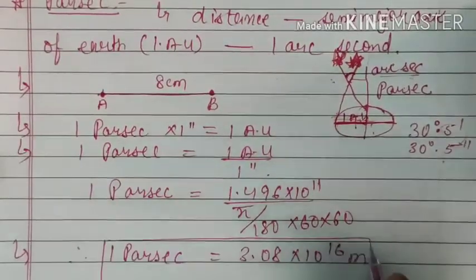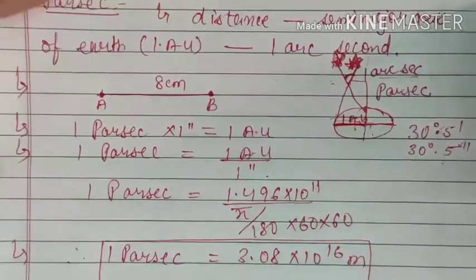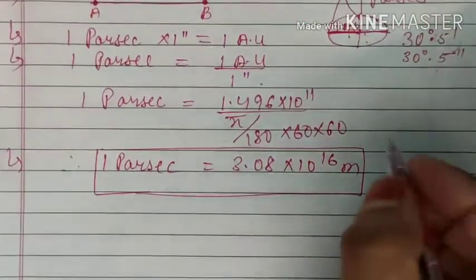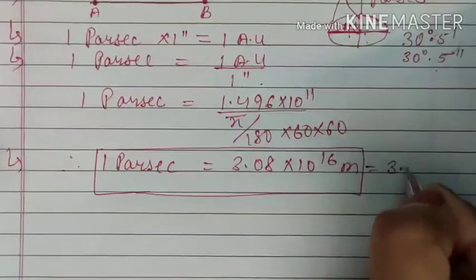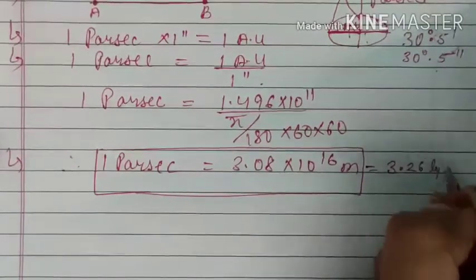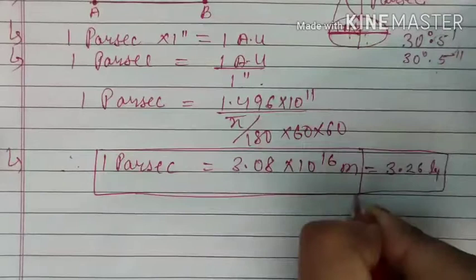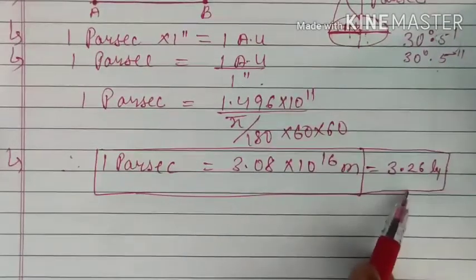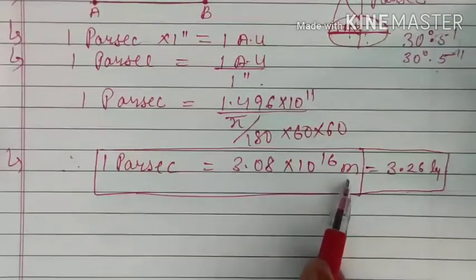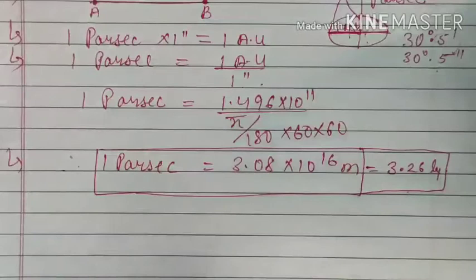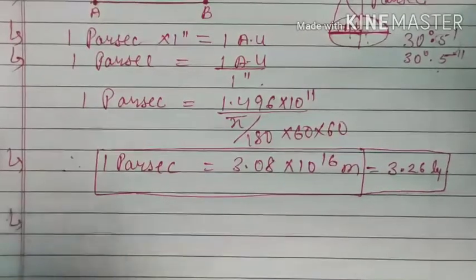As I said, at least we will have to remember its relation with meter. However, one more relation is given in our book, that is in the form of light year, which is equal to 3.26 light year. But if you cannot learn this, at least learn up to here. I said it's important, at least we should know relation with respect to meter.